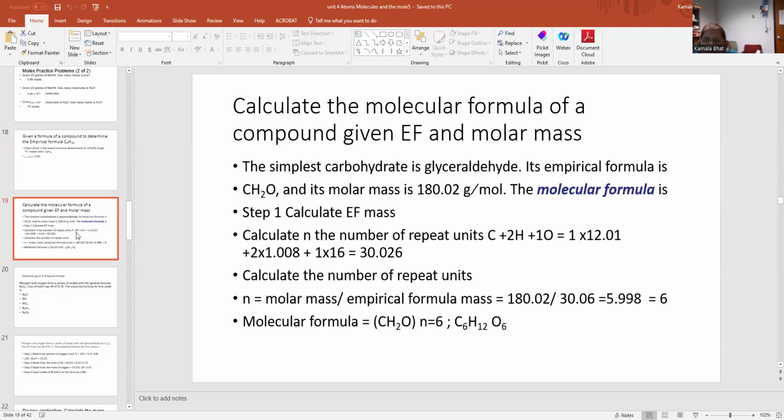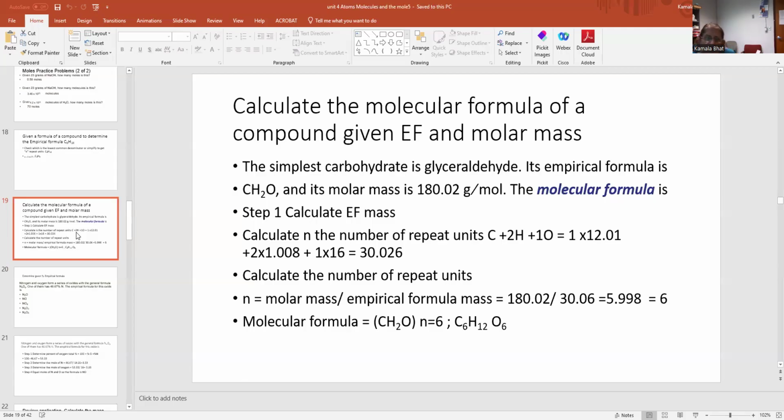In order to calculate the molecular formula of a compound, given the empirical formula and the mass, what are the steps? In this case, you can see the simplest formula. First, let's look at the problem. The simplest carbohydrate is glyceraldehyde. Its empirical formula is CH2O. Its molar mass is 180.02. What is the molecular formula of this compound?